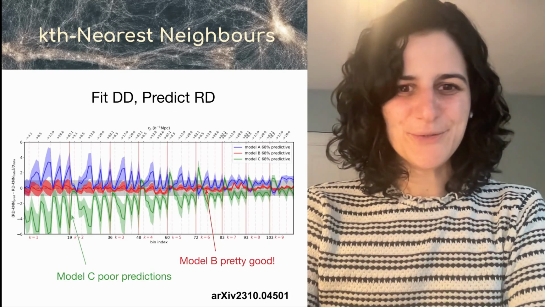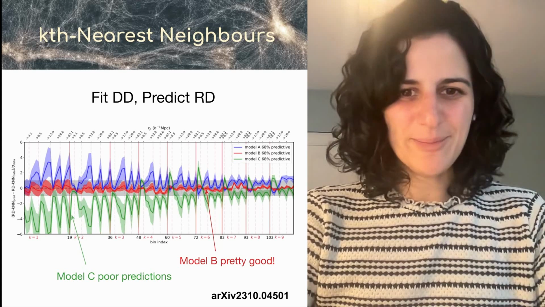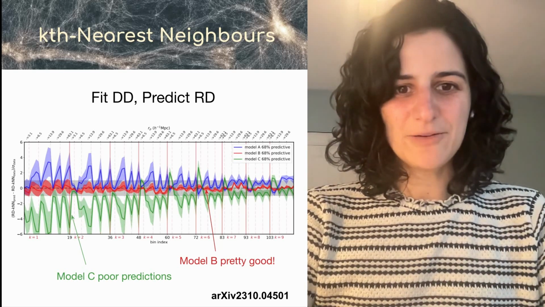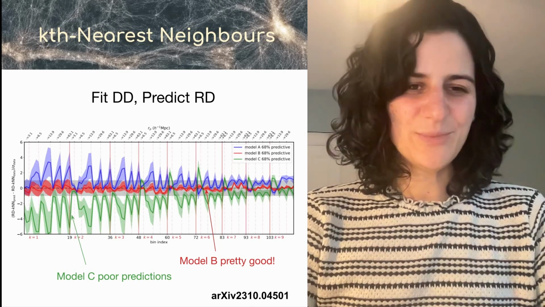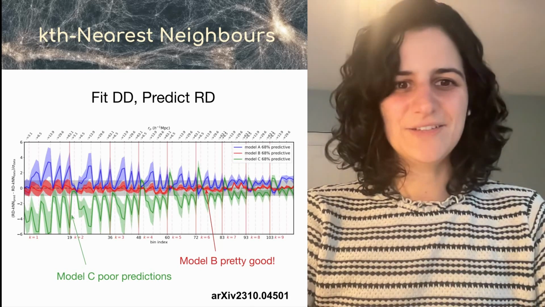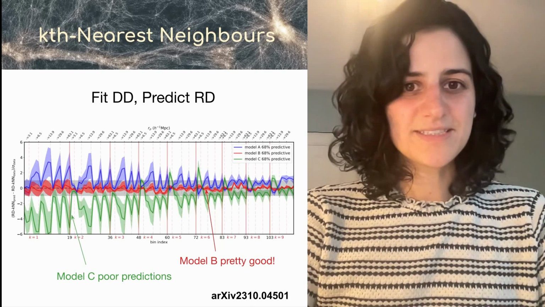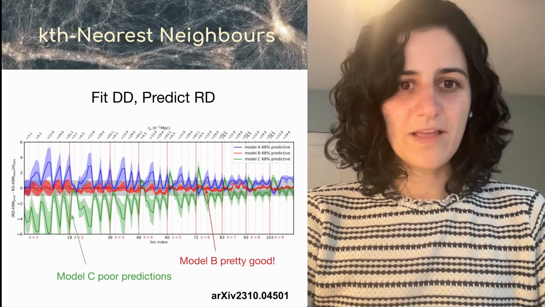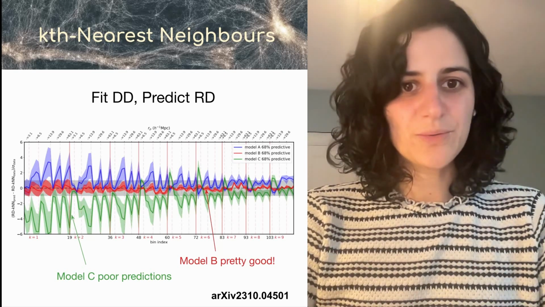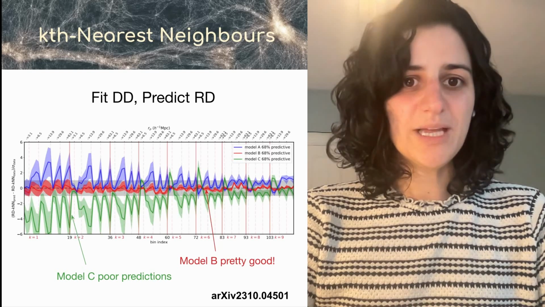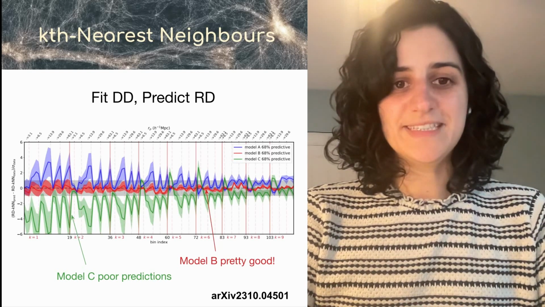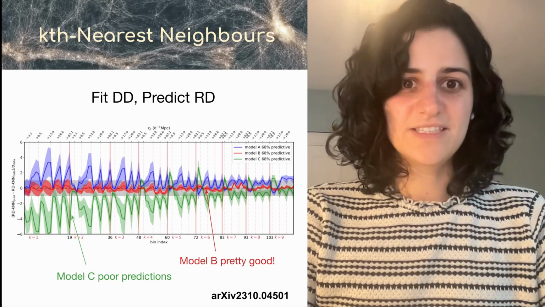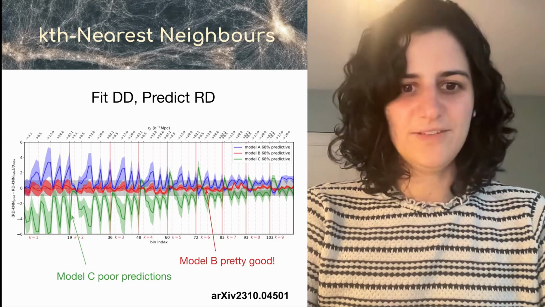Finally, I'd like to draw your attention to the very cool paper that Sandy wrote about how we could validate our smaller scale modeling of the halo galaxy connection by fitting some statistics and predicting others. If you really found a robust way to model the halo galaxy connection, you should be able to make predictions with it. In particular, he was fitting the DD flavor of the k-nearest statistics and predicting the RD flavor.